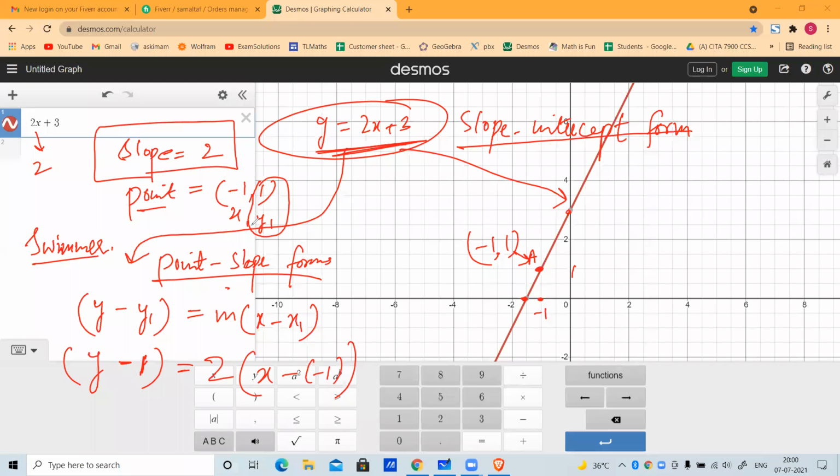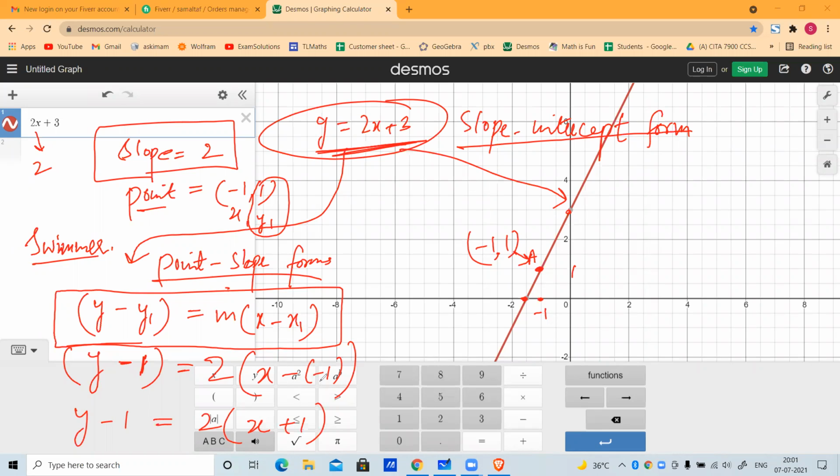Are you able to understand why I am plugging in the x1, y1 in this equation? Yes. So it'll be y minus 1 equals 2 times, how much is x minus -1? It'll be +1, correct? Because when negative comes in front of negative, it'll be positive. So y minus 1 equals 2 times x plus 1. This is also the same thing as we have written at the top: y equals 2x plus 3.